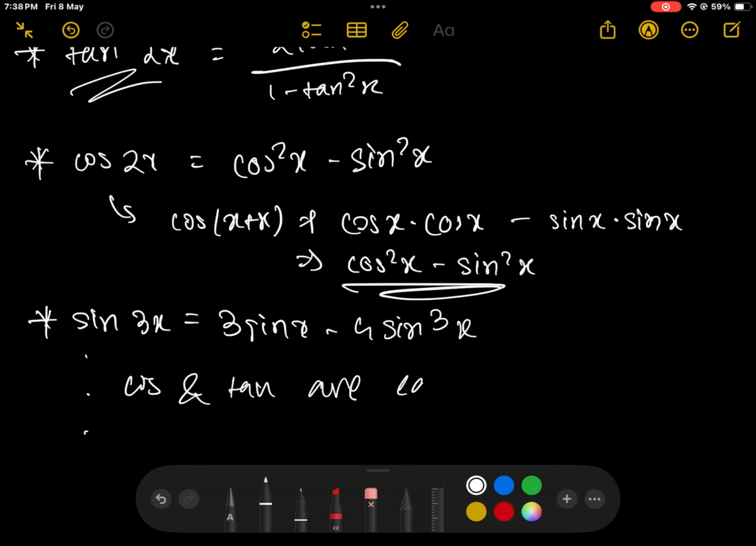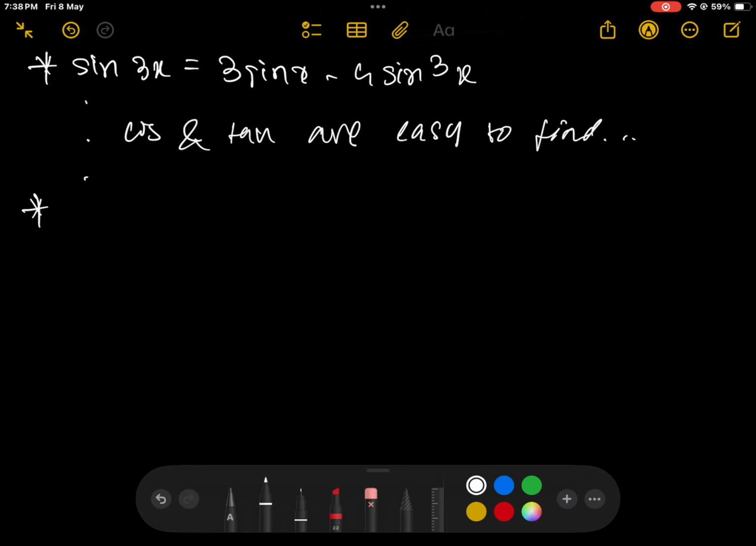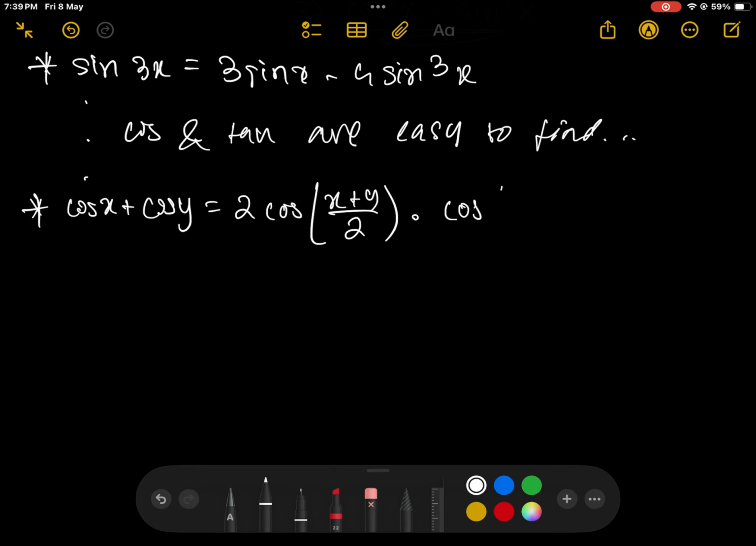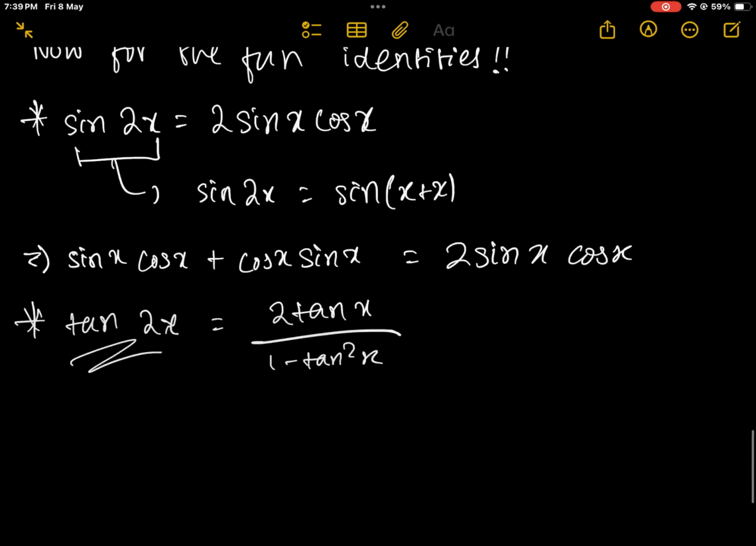You can get cos and tan and the other stuff just by doing the same thing that we did before. So now I'm gonna get to the juicy ones. Cos x plus cos y equals 2 cos (x plus y) by 2 into cos (x minus y) by 2. Okay. And I'm gonna quickly let it save.